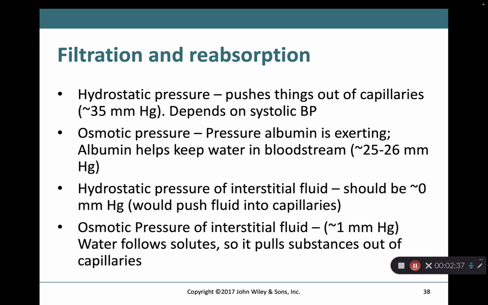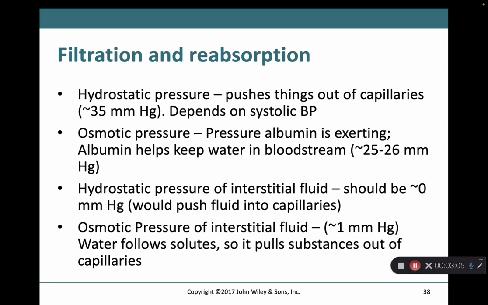Hydrostatic pressure pushes things out of the capillaries, and how high or low the hydrostatic pressure is depends on the systolic blood pressure. Osmotic pressure is pressure from the protein albumin. This is the pressure that albumin is exerting, and albumin helps to keep water in the bloodstream. This is about 25 to 26 millimeters mercury.